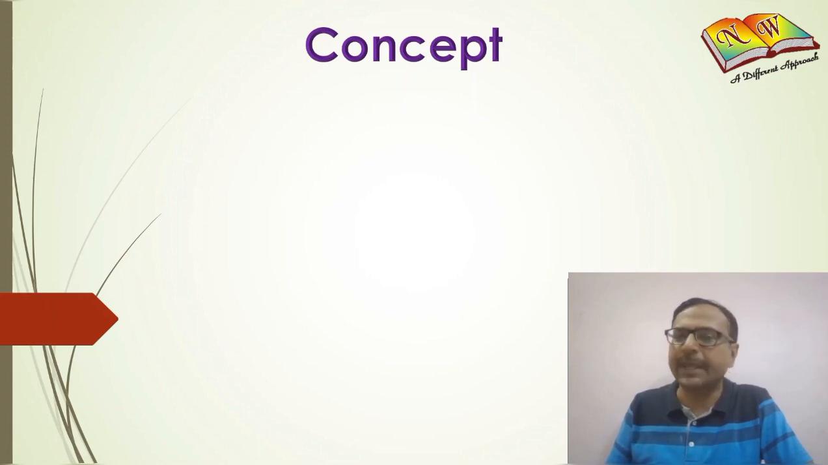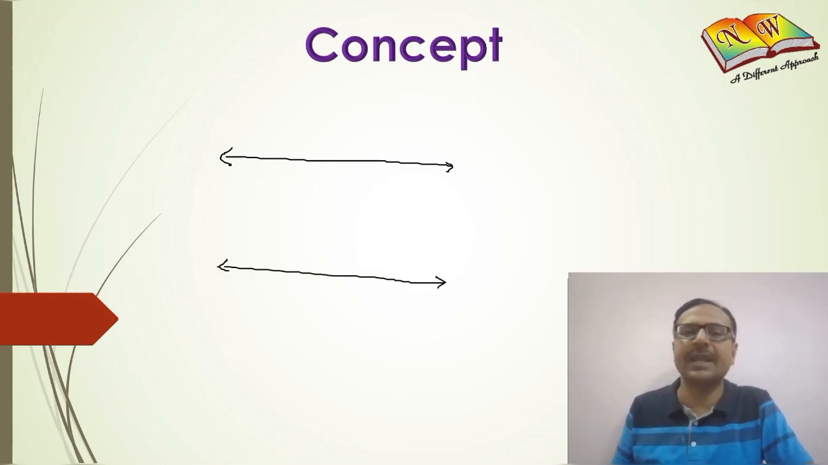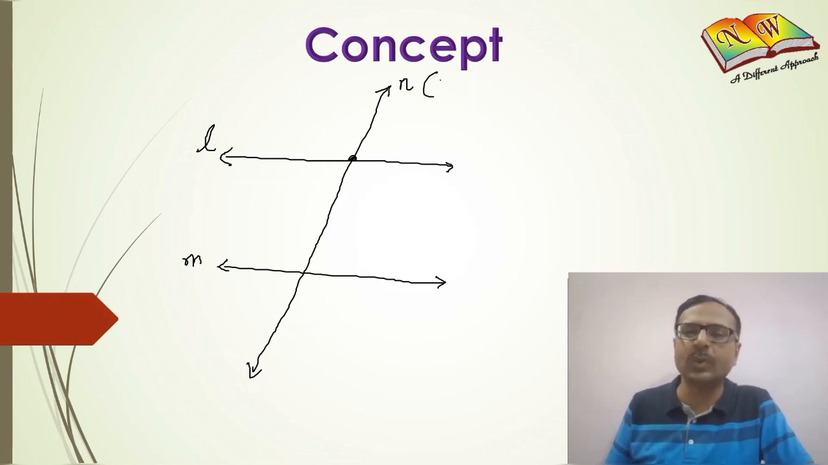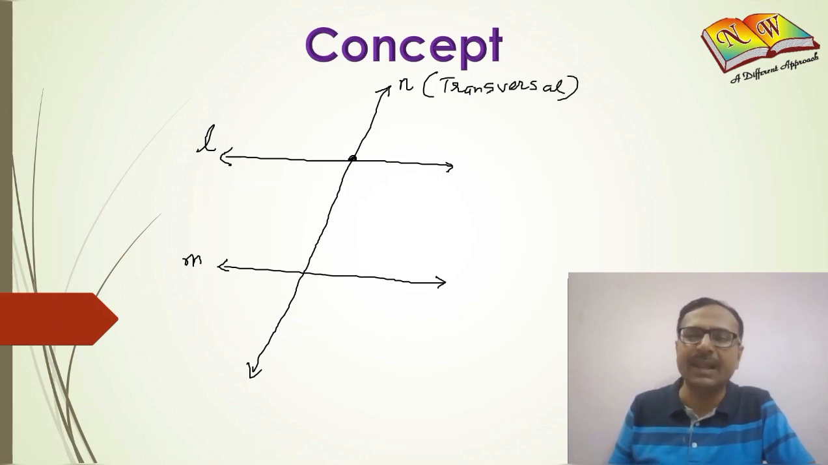What are corresponding angles? For that, we have to draw a pair of parallel lines. So the lines can be oriented in any direction like this. Let's call them L and M. And there is a line which intersects both of these lines like this. Let's call this line N. And the point of intersection of that line N, which is known as the transversal, with the first line L, let's call that point P and this point Q. So there are 2 points of intersection.